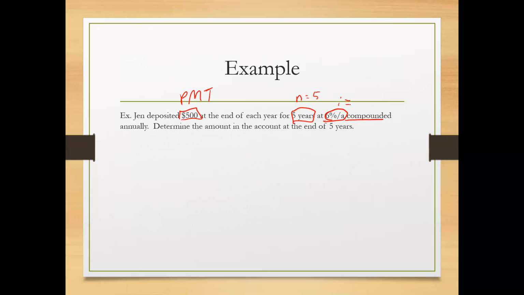This one's actually quite easy because there's not really much they have to change there. So we have the PMT equal to 500. Interest rate is 0.06, and our N is 5. So what we're going to do is simply sub this into our formula. Instead of PMT, we're going to write 500. Instead of the I, we're going to write 0.06. And instead of the N at the top here, we're going to write 5.